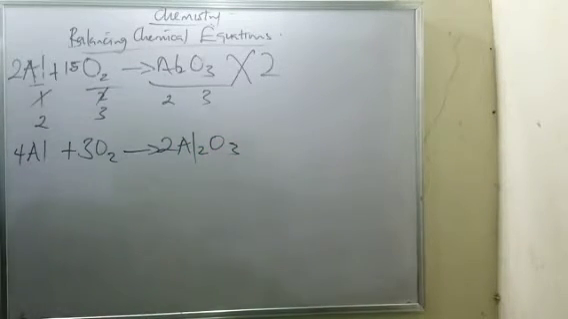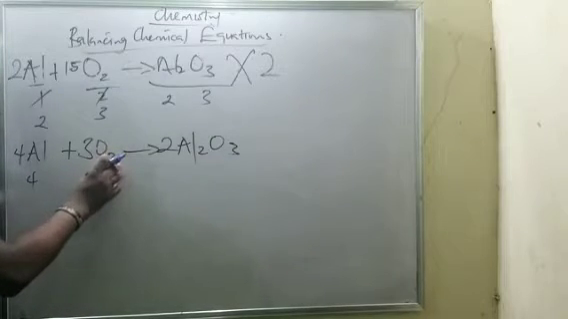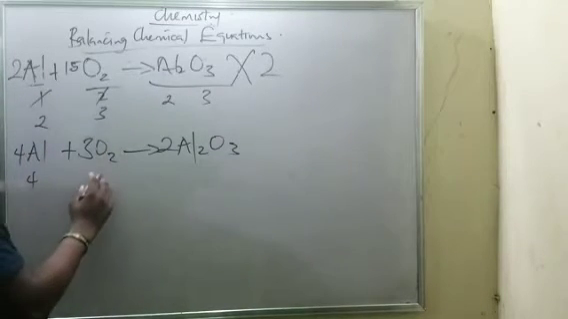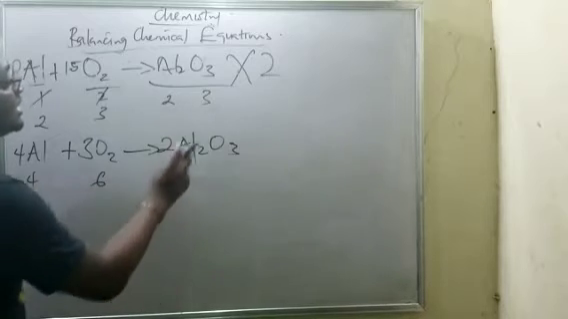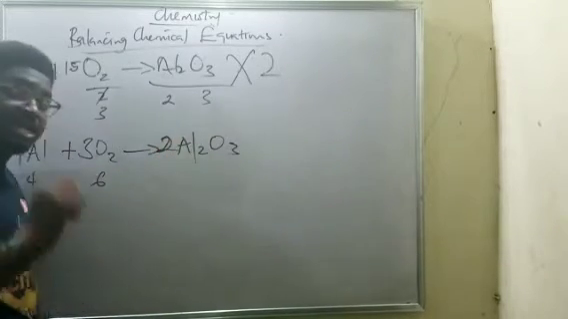Let's take atom count again and see whether it is balanced. How many moles of aluminium do we have here? We have 4. How many moles of oxygen do we have here? We have 2 molecules of oxygen in 3 moles. That is making them 6. Then in this place, I have 2 moles of aluminium, but this coefficient, please take note once again.